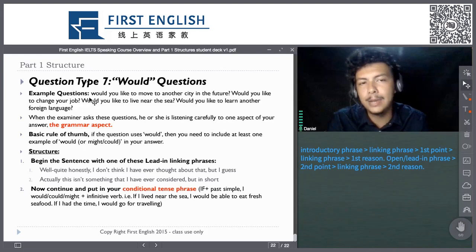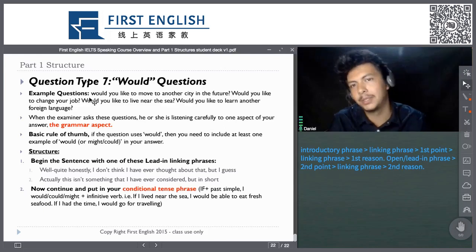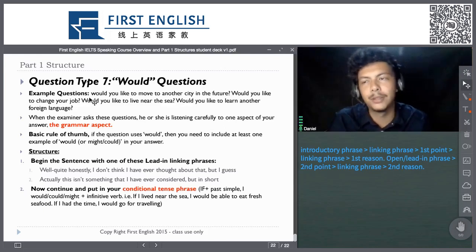So when the examiner is asking these types of questions, again, they're not looking for your actual answer. They're not looking for how honest you're going to be in terms of what you actually feel.